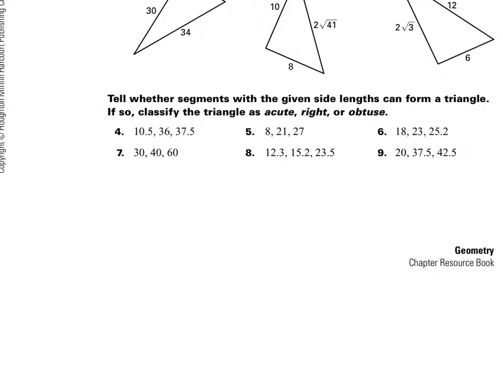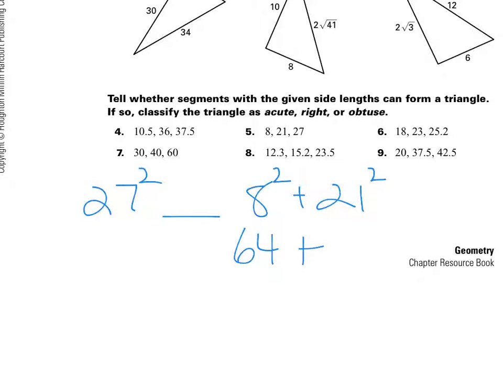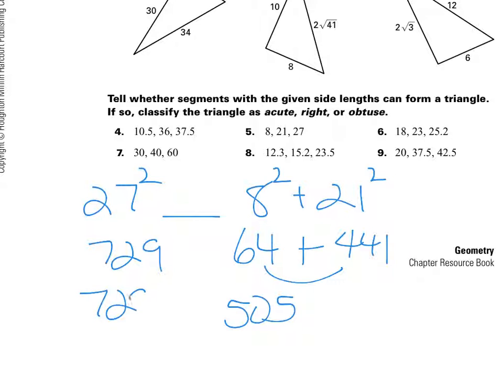So for number 5 here, I have the numbers 8, 21, and 27. I'm going to take the largest one, put it here. I don't know what symbol goes in here yet. 8 squared and then 21 squared. 8 squared is 64, 21 squared is 441, and 27 squared is 729. I now have to add these two, 441 plus 64, and I get 505. Since c squared is greater than a squared plus b squared, it makes it obtuse. If c squared were smaller, then it would be acute.